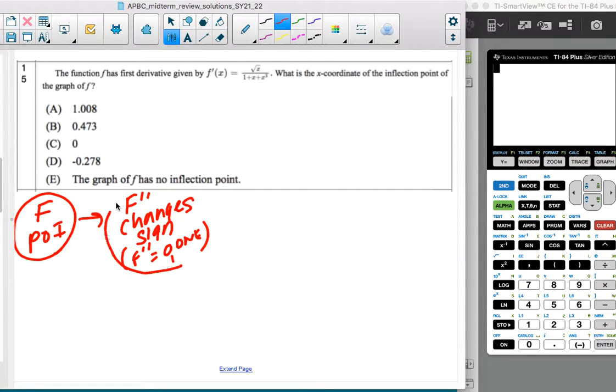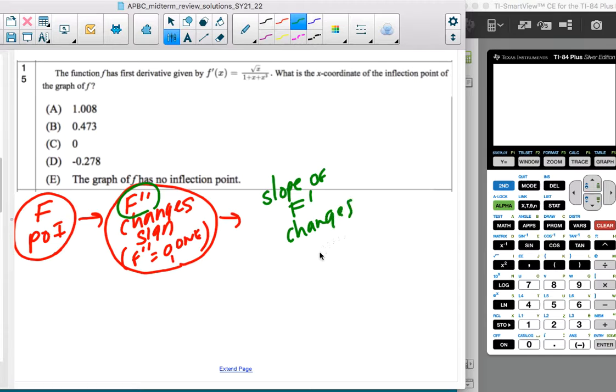But here's the problem. I don't have f double prime, I have f prime. And I want to use my calculator in the best way possible, so I do as little math as possible. My job here is to connect the dots so I don't have to find the derivative of this ugly function. Well, f double prime is the slope of f prime, so I can find where it changes sign by looking at the f prime graph.